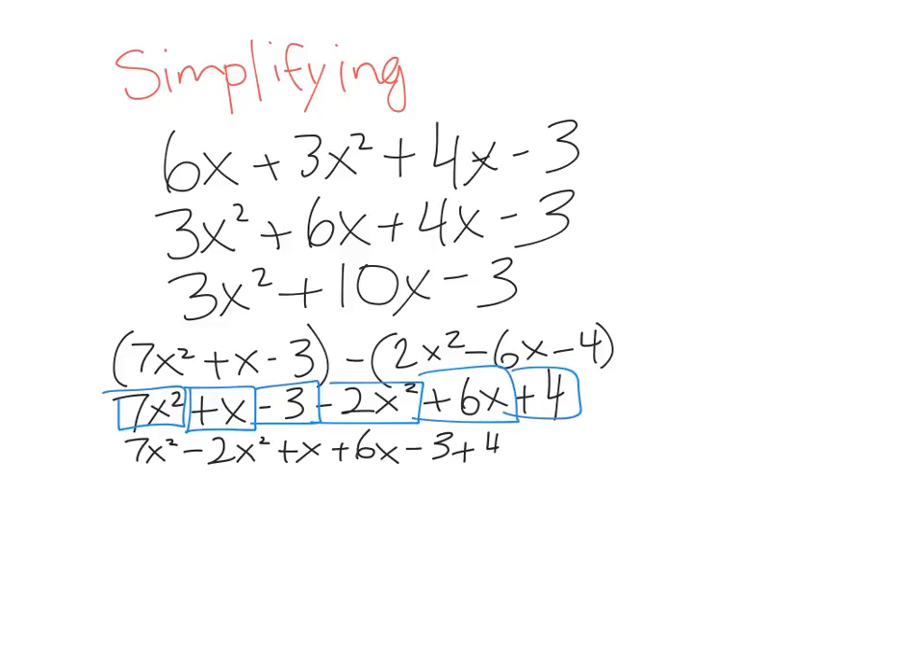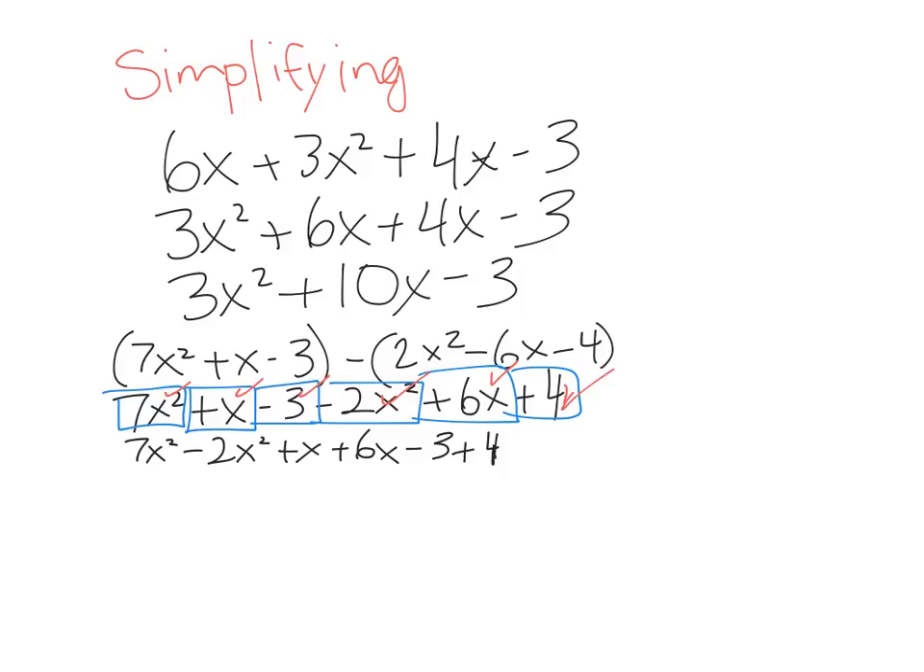So let's just make sure I got everything. Did I get my 7x squared? I did. Did I get my plus x? I did. Did I get my negative 3? I did. Did I get my negative 2x squared? I did as well. I got my plus 6x, and I got my plus 4 down here at the end.